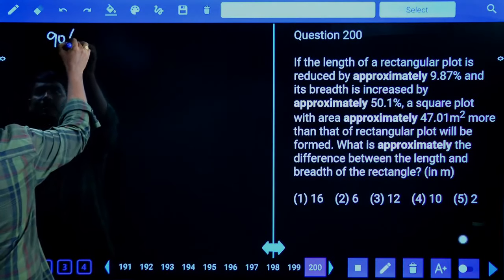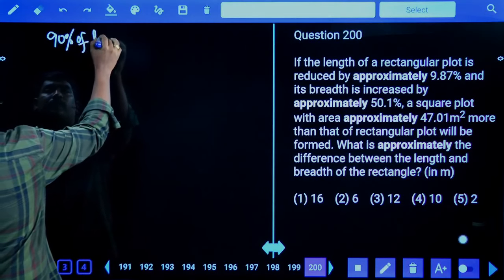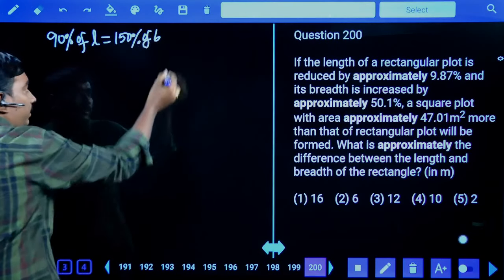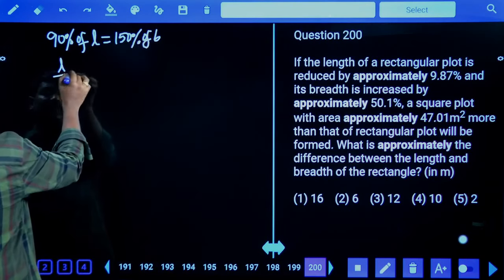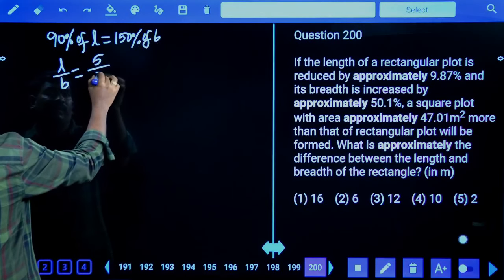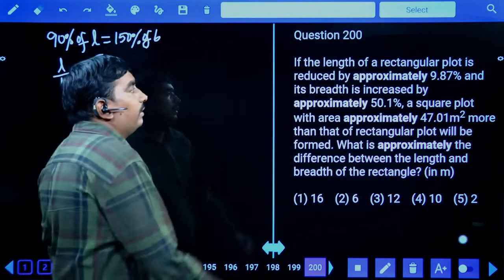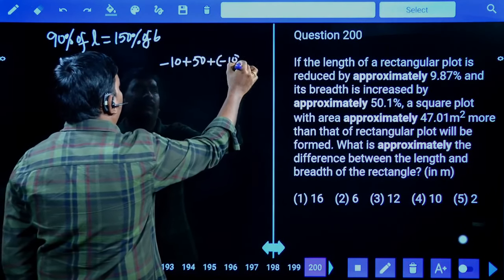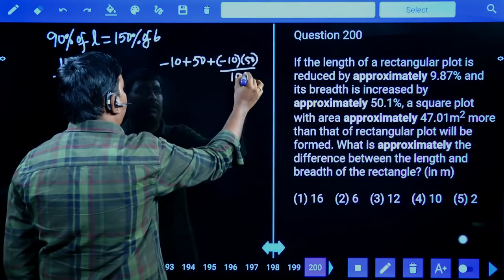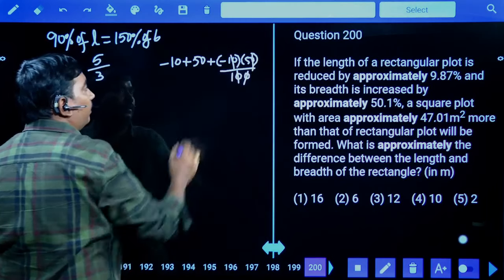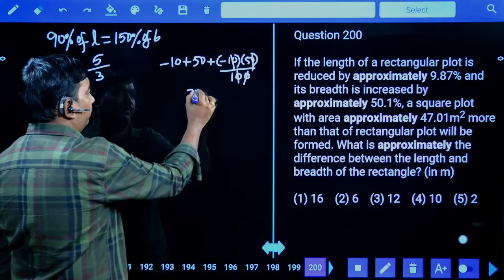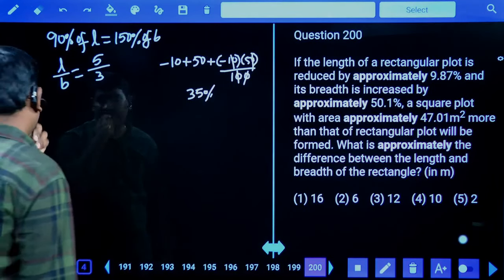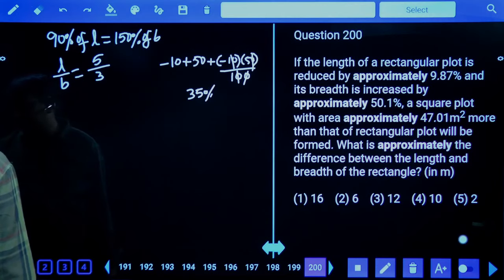10% is reduced means new length is 90%. 50% is increased means new breadth is 150%. Both are equal, then only a square plot will be formed. From this we can write L by B is equal to 5 by 3. Length is reduced by 10% and breadth is increased by 50%, which means the overall change in the rectangle is 40 minus 5, 35%.